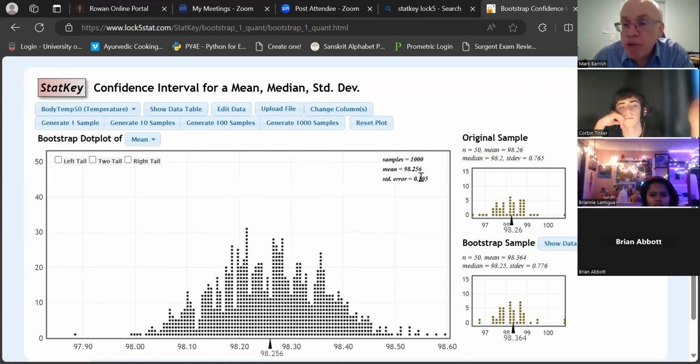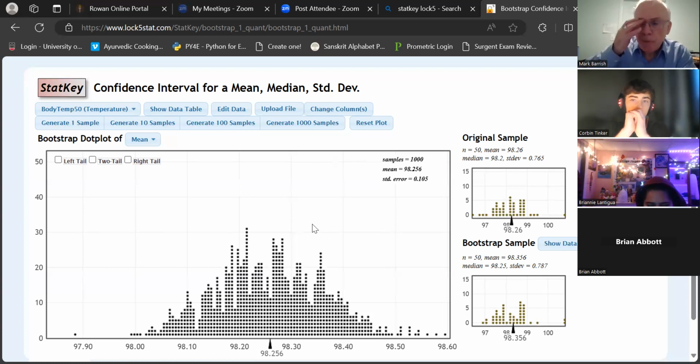The mean is the mean of the sampling distribution. And the standard error, that is the standard deviation of all 1,000 means. Okay? So 98.256 is the mean of 1,000 bootstrap means. The standard error is the standard deviation of 1,000 bootstrap means. Okay? And that's what's being plotted here, are the means of each of those 1,000 samples. Everybody clear about that? And that's what we're looking at here.